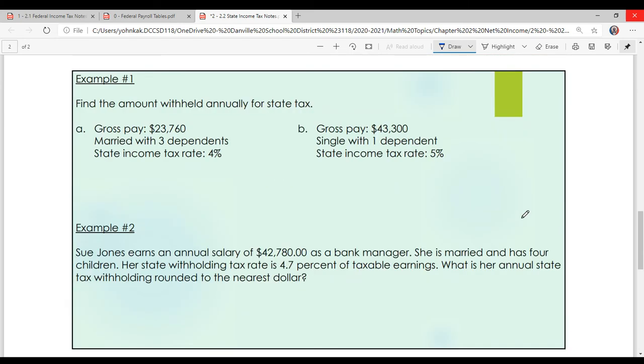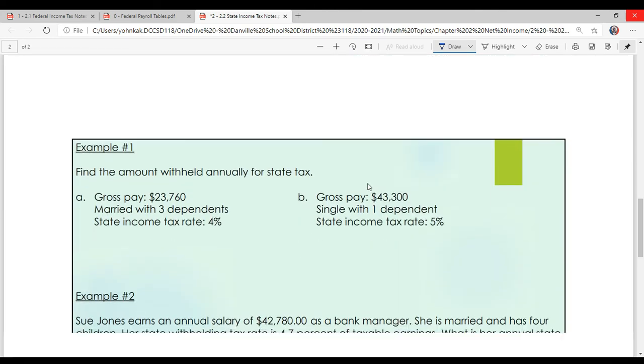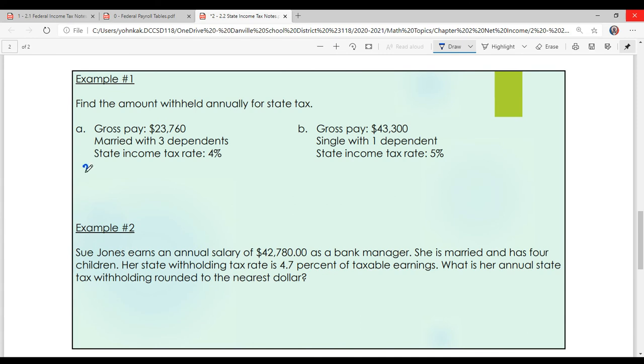So here are some examples. Find the amount withheld annually for state income tax. Your gross pay is $23,760. You're married with 3 dependents, and your state income tax rate is 4%. From the previous chart, if you're married, that's a $4,000 exemption. So we're going to take that $23,760 and subtract $4,000. Now, you also get to take $2,000 for each dependent. So 3 dependents would be $6,000.